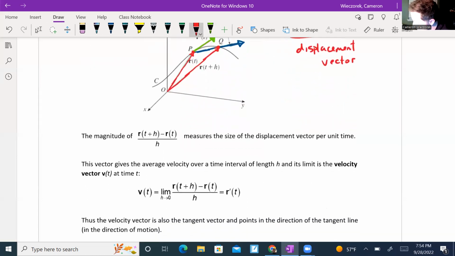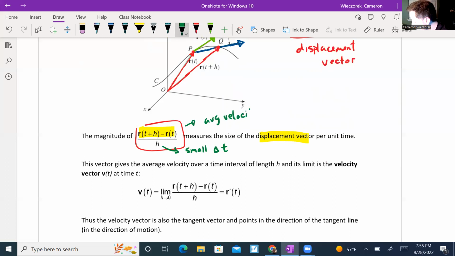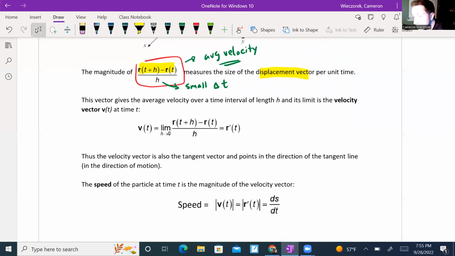Okay. So think of this as measuring the size of the displacement vector, the numerator, per unit time, which is your denominator h. This is a small change in t. So this would represent your average velocity, and on some of your WebAssigns, you're going to have to compute that. If we let the limit of h go to 0, so as the 2 points converge closer and closer to 1 point to produce that tangent vector r prime of t, that r prime of t, we now think of as the concept of a velocity vector, v of t.